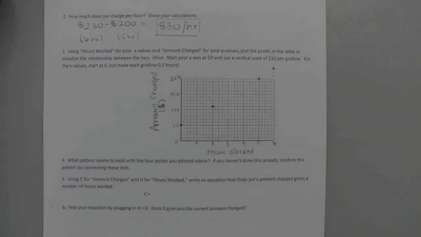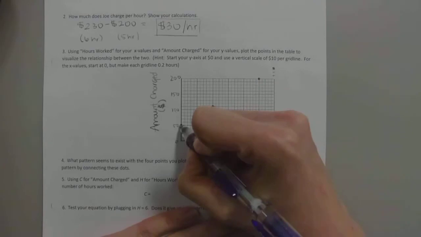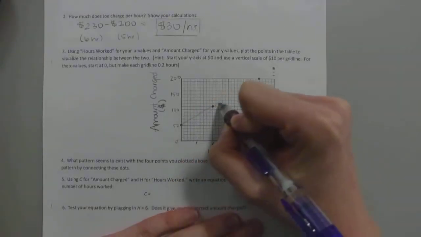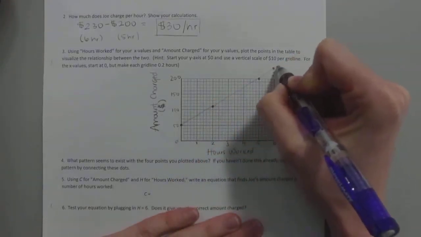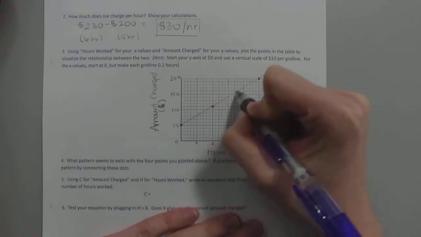And so before we do it, I just want to jump to and draw the line, but they don't tell us to do that. They just said plot your points. And if you look at number 4, it says what pattern seems to exist. What kind of shape are we forming? Are you guys agreeing that we're forming a line? Okay? So it says if you haven't done so already, go ahead and connect those dots. And I'm not very good at this, so don't judge.